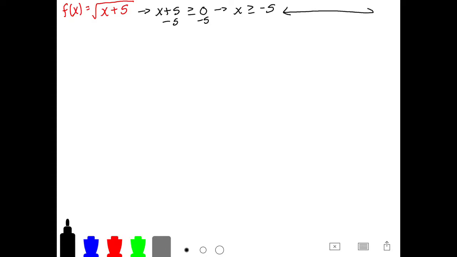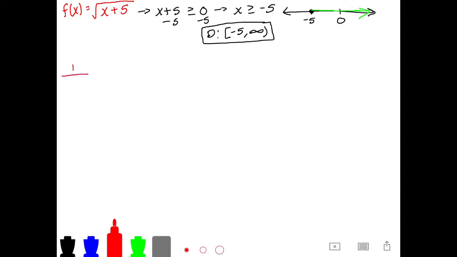If we put this on the number line, we will have a closed circle at negative 5 because x can be greater than or equal to negative 5. And then we're going to draw an arrow towards the right, since again, x is greater than or equal to negative 5. So when we write this in interval notation, we'll have square brackets, just brackets, since that is what a closed circle is associated with. And your domain will be that.